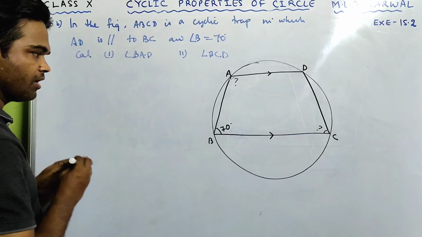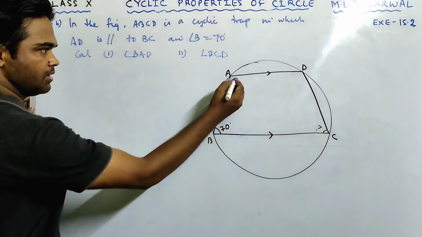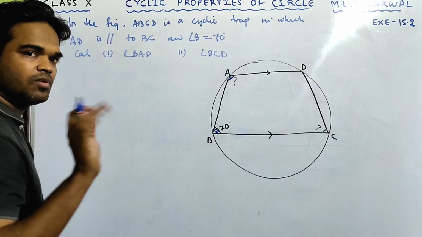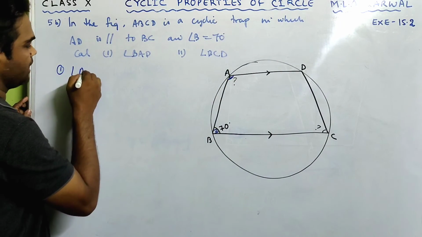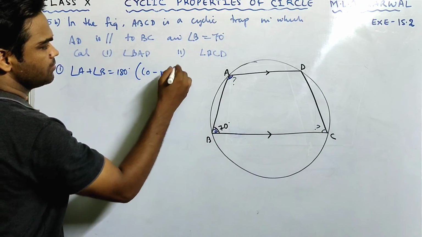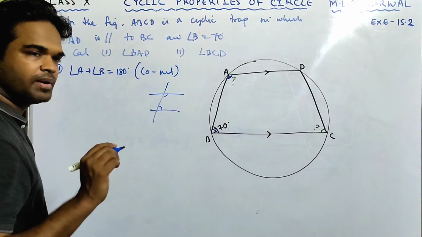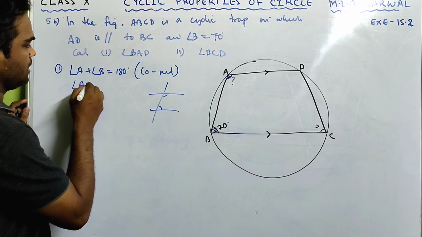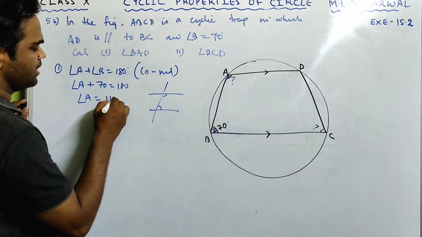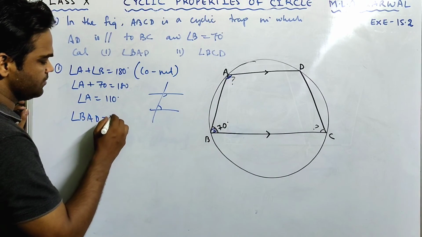Very easy. First of all, if you see AD and BC are parallel, what does it mean? This angle and this angle are co-interior, which means these two add up to give 180. I can directly write angle A plus angle B is 180. Why? Co-interior, boss. It is the property of parallel lines, if these two are parallel then this and this are supplementary. From here angle A plus angle B, 70, is 180, which means angle A is 110. And angle A is BAD, boss, look carefully. Done.